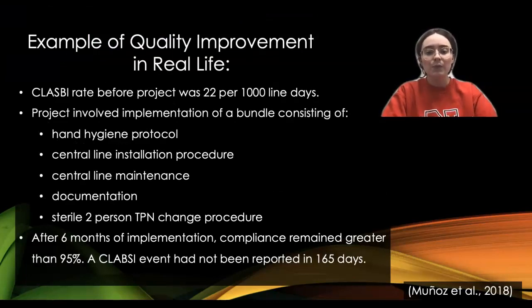An example of quality improvement in real life whenever it comes to central line associated infections. There was a NICU in Chile that decided to do this project. It was some medical doctors working there. Their central line associated bloodstream infection rate before they did this quality improvement project was 22 per 1,000 line days. And this project involved implementing a bundle for central line care that consisted of hand hygiene protocol, central line installation procedure, central line maintenance, documenting, and then having a sterile 2-person TPN change procedure.